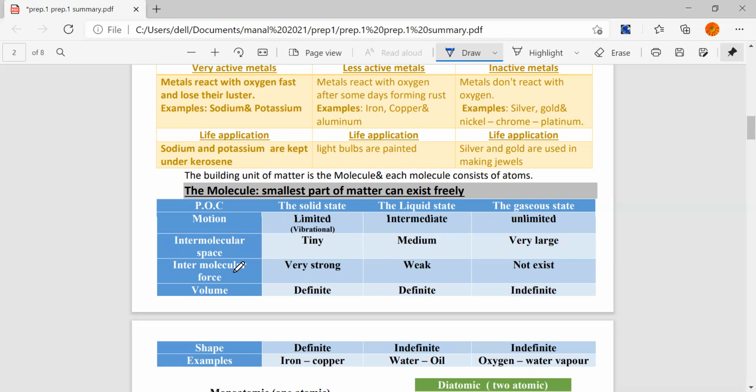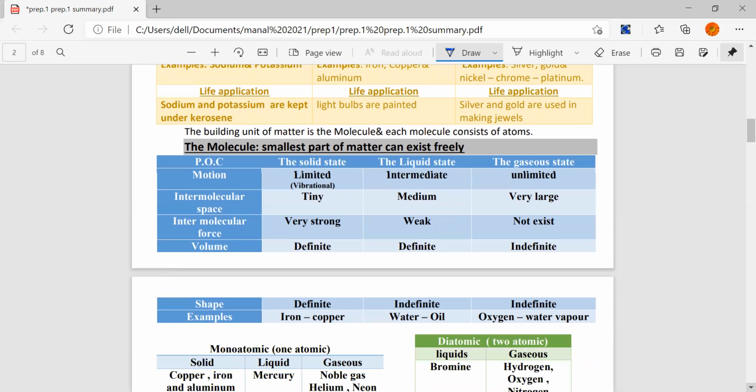Intermolecular force in the solid state is very strong. The intermolecular force in the liquid state is weak. In the gaseous state, it does not exist. So from primary 4, we know that the volume of a solid is definite, fixed. Solids have fixed volume. Why? Because the intermolecular space is very tiny and the intermolecular force is very strong.